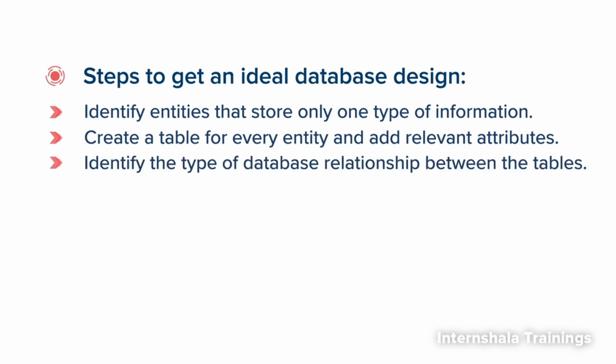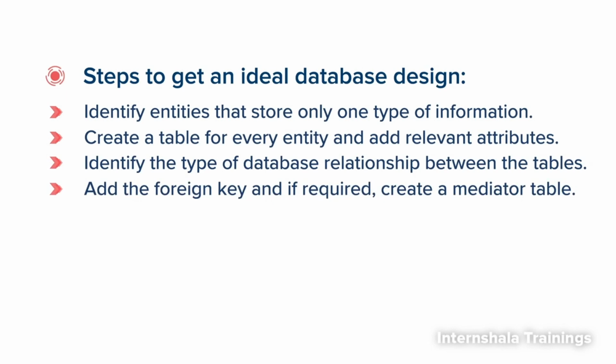Next, for every pair of tables, identify if they are related. If yes, find the type of database relationship between them. Once the relationships are identified, put the foreign keys at the right place to properly represent the relationships. And if required, create a mediator table.